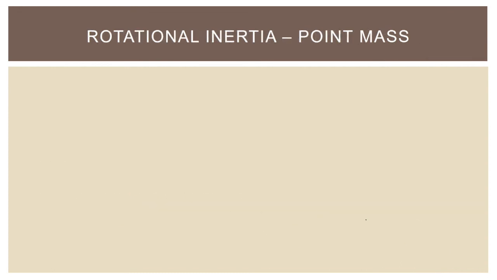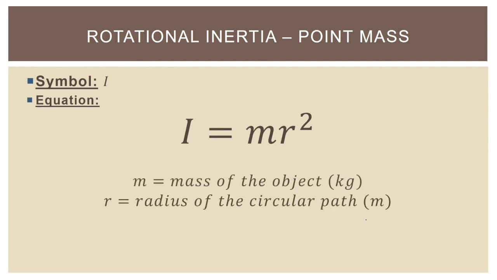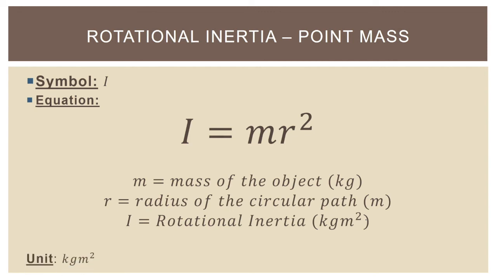So, of course, the rotational inertia for the point mass is going to be given by the symbol I, like every other rotational inertia equation. The equation, as we just mentioned, is I equals m r squared, where m is the mass of the object, r is the radius of the circular path, and I is the rotational inertia in kilogram meters squared. And so, of course, that's the unit. This is really, really important. Please take a moment to write this down, and when you hit play, we'll move on.